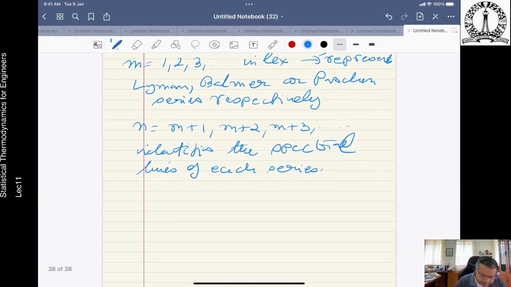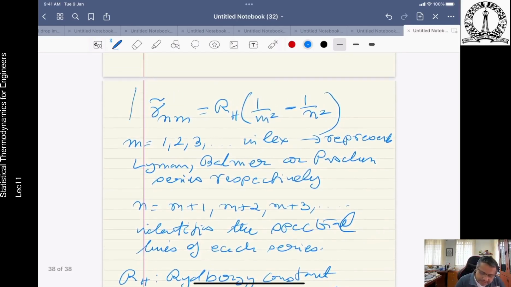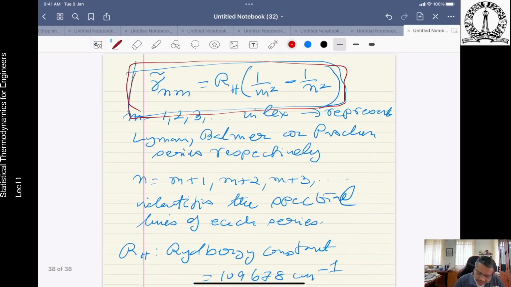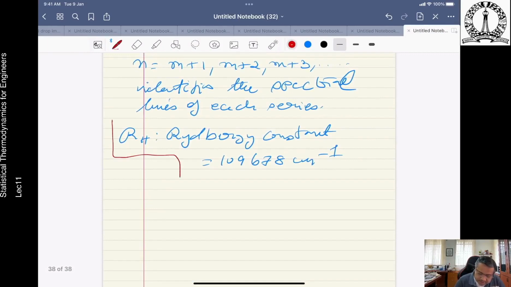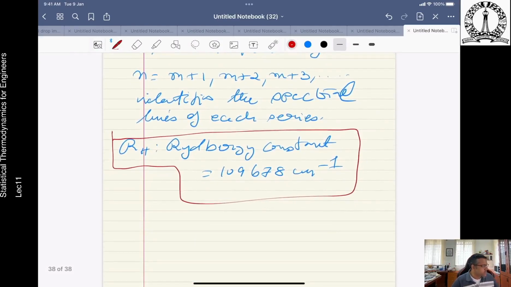and the Rydberg constant, which is RH. The Rydberg constant is one of the most accurate constants in physics. The Rydberg constant is written as 109,678 centimeter inverse. So, ideally, whatever theory you propose has to replicate this particular equation. It has to conform to this equation. It also has to predict this particular constant, because these come from very precise measurements that we can see.